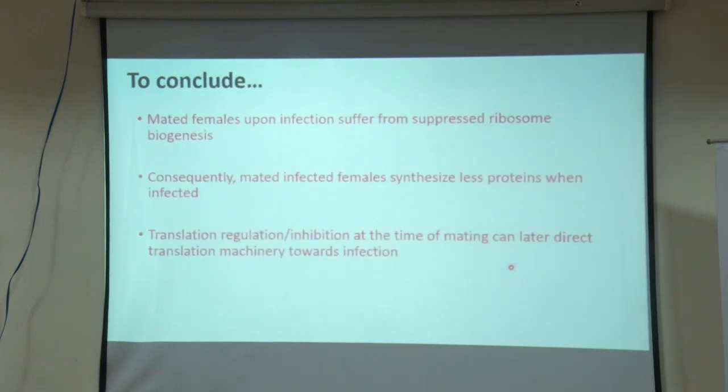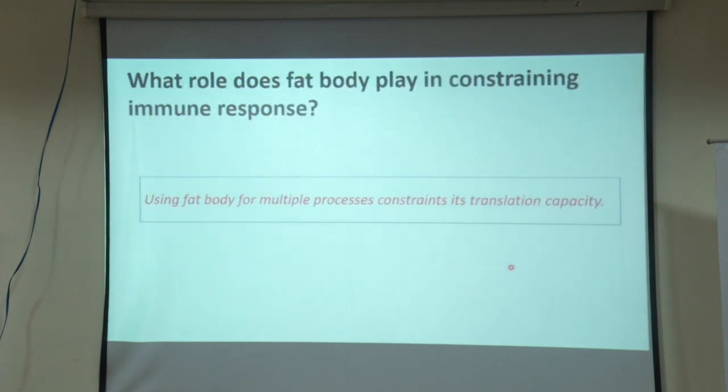So to conclude, mated females upon infection suffer from suppressed ribosome biogenesis. Consequently, mated infected females synthesize less protein when they are infected, and translation regulation at the time of mating can later direct translation machinery towards infection. So essentially, using the fat body for multiple processes constrains its translation capacity.